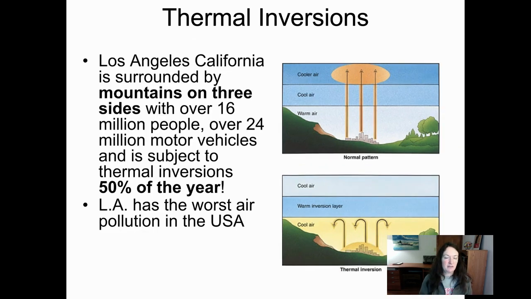Los Angeles, California is another location where you have mountains on all sides or almost all sides. It has an ocean, which actually does help wipe some of the smog away. Not enough, though, that they don't experience smog. They have thermal inversions 50% of the year. Again, a big part of that has to do with the high pressure conditions, the sunny skies. But they also have a lot of people: 16 million people, 24 million motor vehicles. So it's subject to thermal inversions constantly.